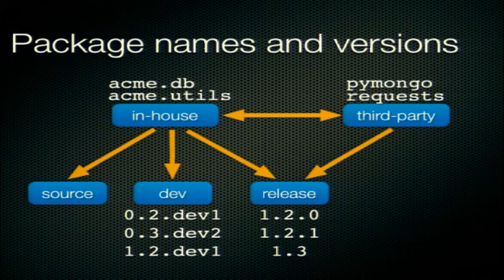So here's some examples of the sorts of version numbers you have. Source code doesn't really have a version number. It's just whatever your current source code checkout is.